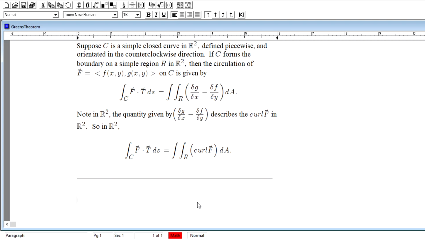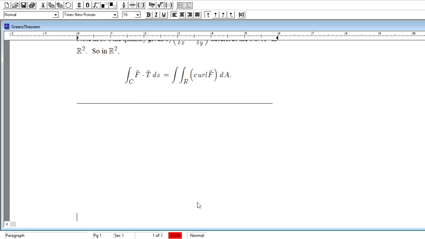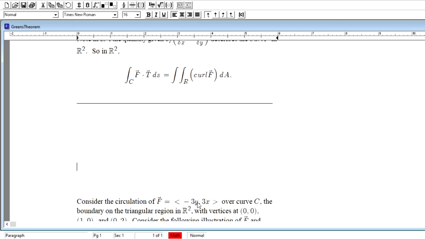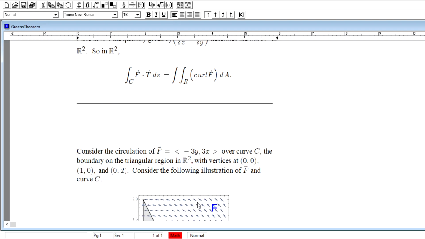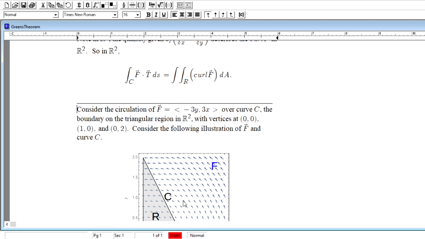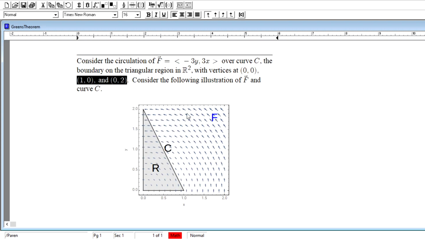If we look at a specific example of this calculation, we might consider the circulation of the field ⟨-3y, 3x⟩ over the curve C, the boundary of the triangular region in R2 with vertices (0, 0), (1, 0), and (0, 2), right? That problem would be illustrated here as follows. Here we see our vector field, right?